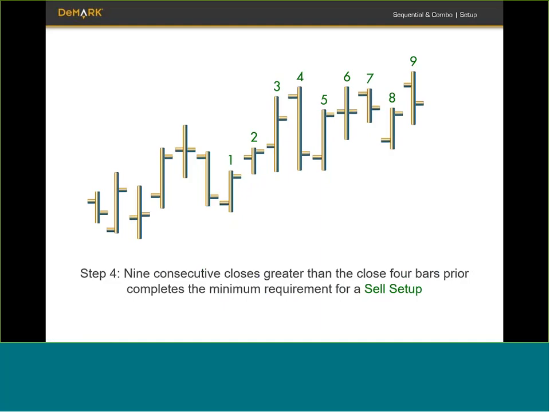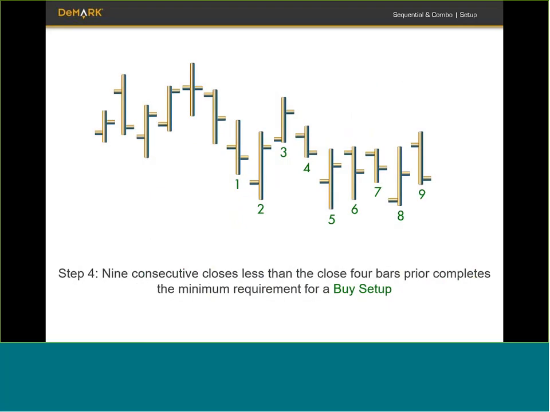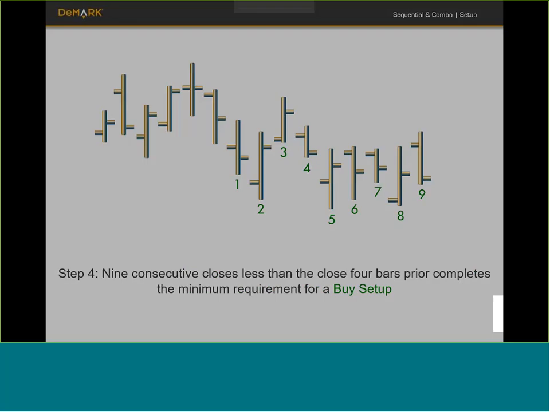So the setup has to occur on 9 consecutive uninterrupted bars. So if we have 9 closes higher than the close 4 bars prior, this is the completion of what we call a sell setup. It's indicative of an upward trend. 9 closes lower than the close 4 bars prior is indicative of what we call a buy setup. It's essentially a downward trend.